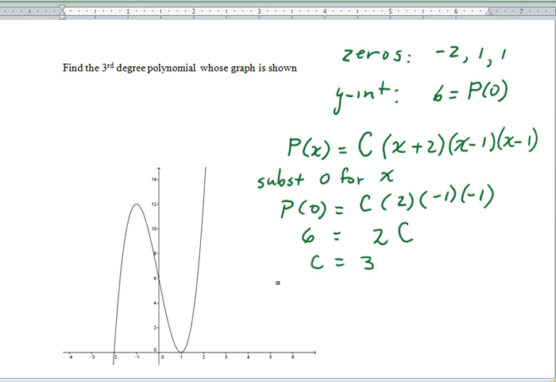And so p of x is actually equal to 3 times x plus 2 times x minus 1 squared, which is x squared minus 2x plus 1. So multiplying x plus 2 by 3, we get 3x plus 6.